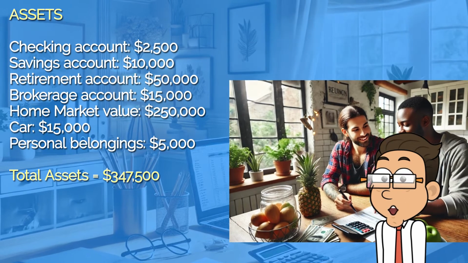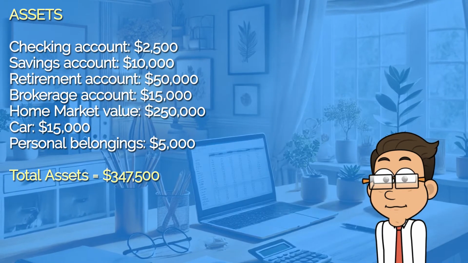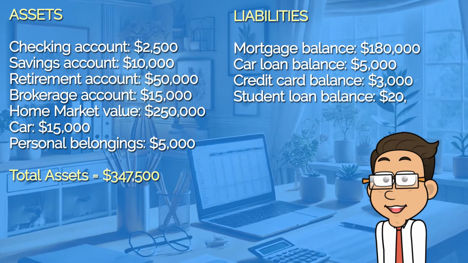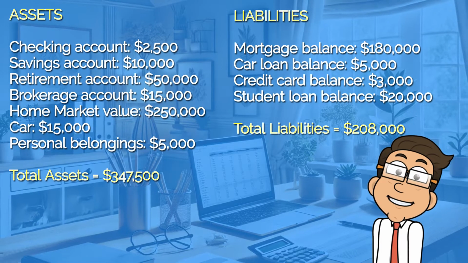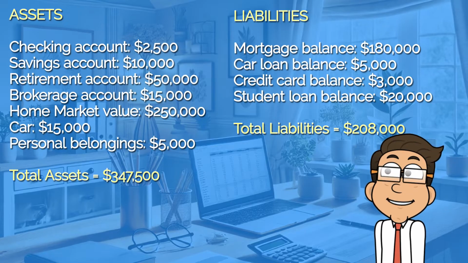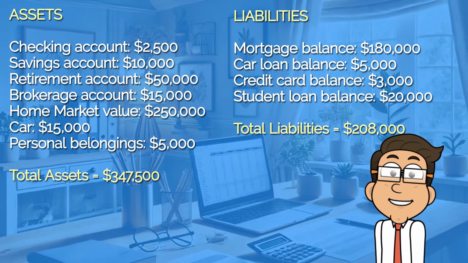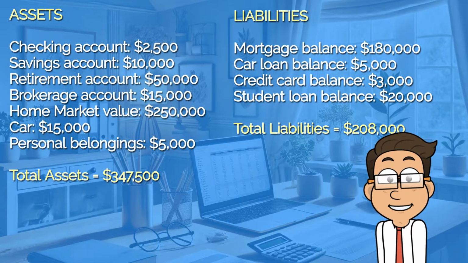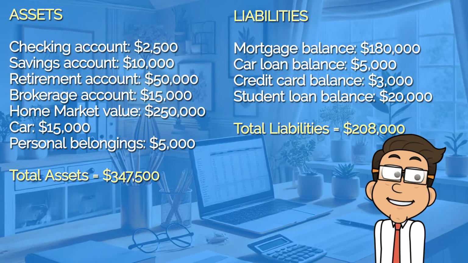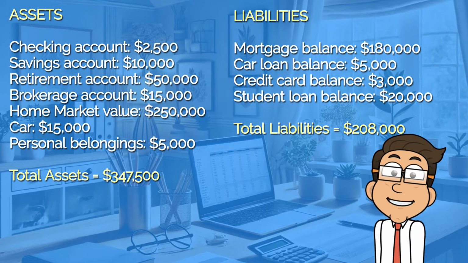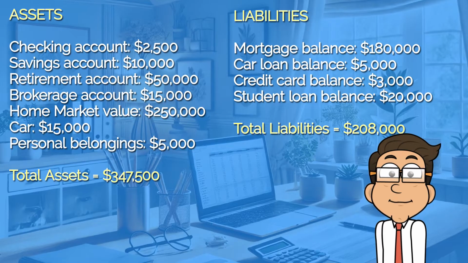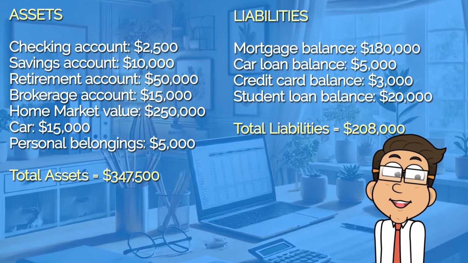Next, let's talk about liabilities. This part can be a bit of a downer because it involves looking at all the money you owe, but it's a crucial step. Make sure you include all your debts, including mortgage, car loans, student loans, credit cards, personal loans, and any other debts you have. It's important to be honest and thorough here because underestimating your liabilities can give you a false sense of your financial health.